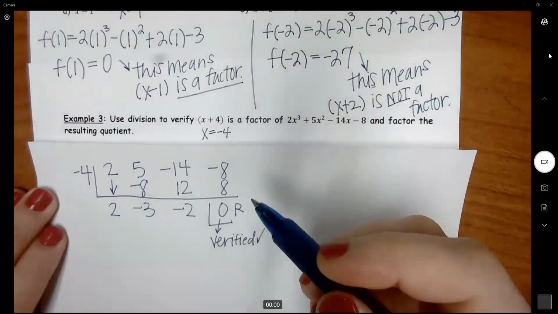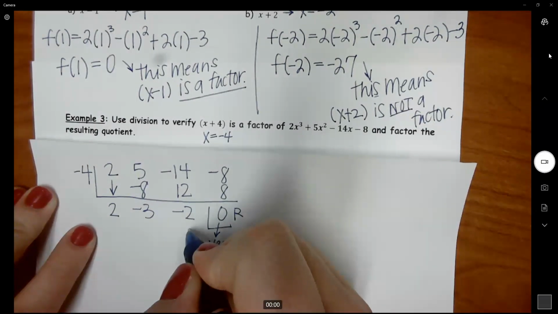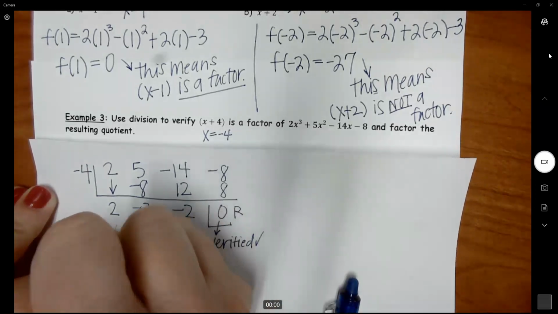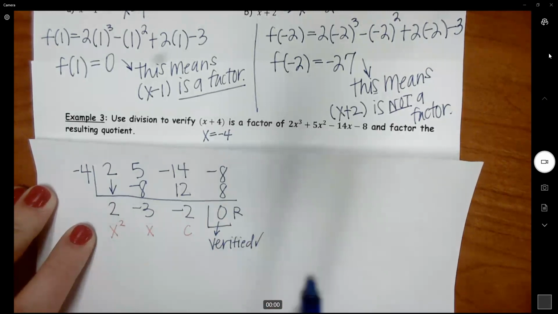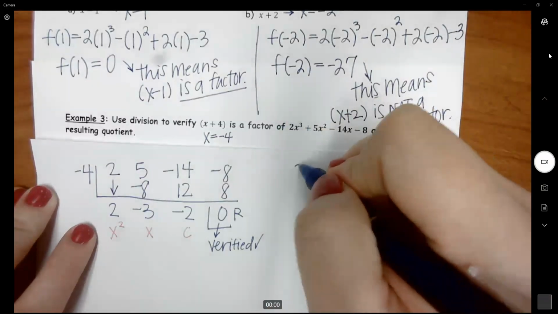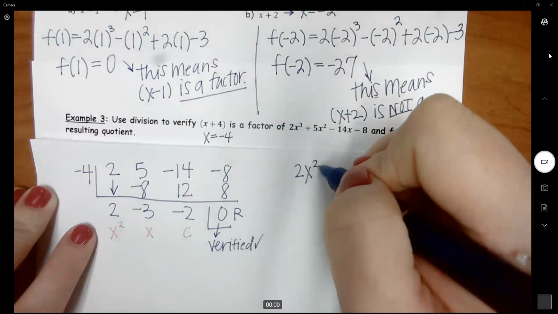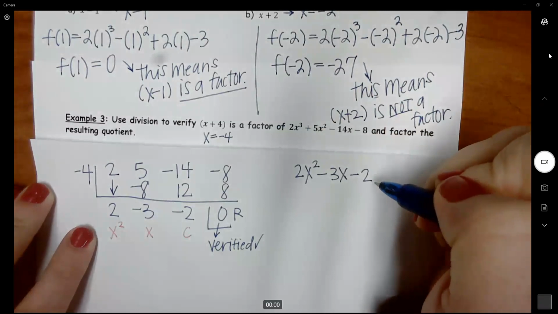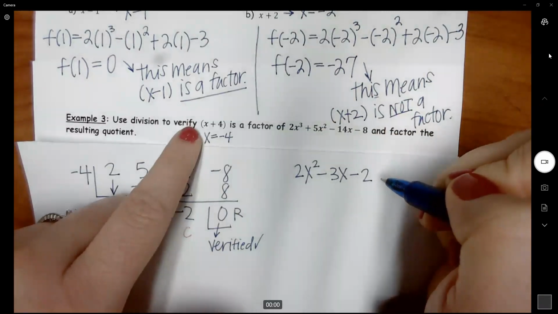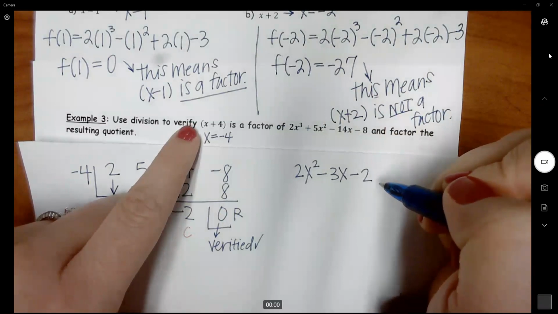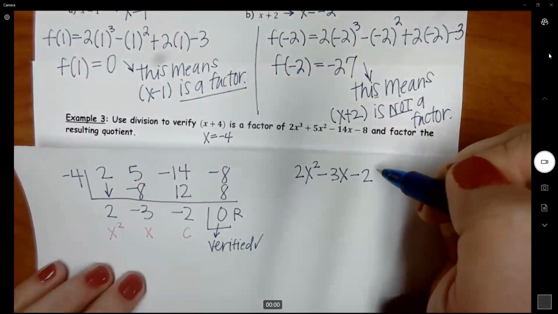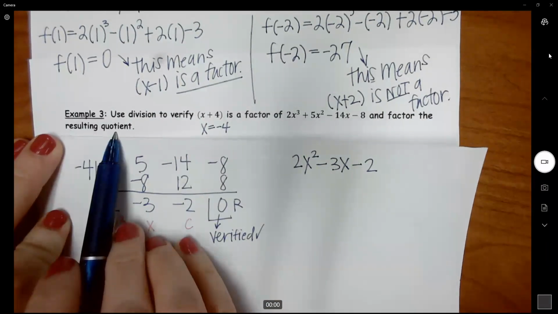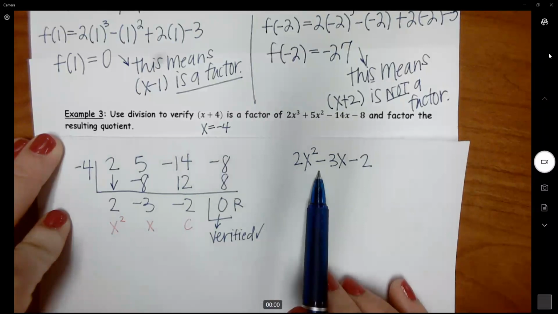So now what I have left here is, remember this is constant, x, x squared. So my polynomial now is 2x squared minus 3x minus 2, and we could do plus 0 over x plus 4, but 0 over anything is 0, and so this is what I have left here. And I need to factor the resulting quotient. So now I've got to factor this.